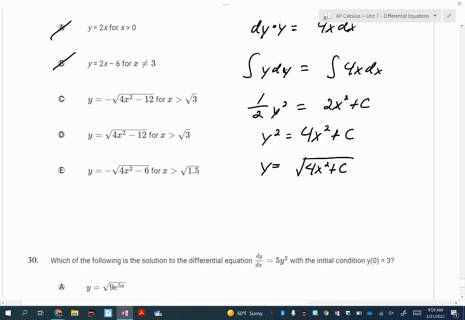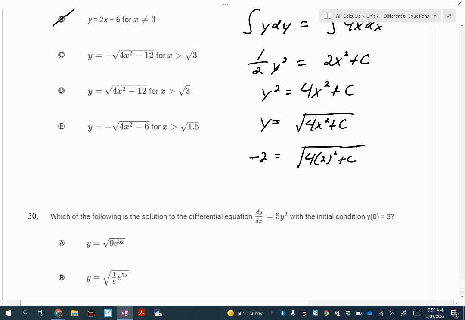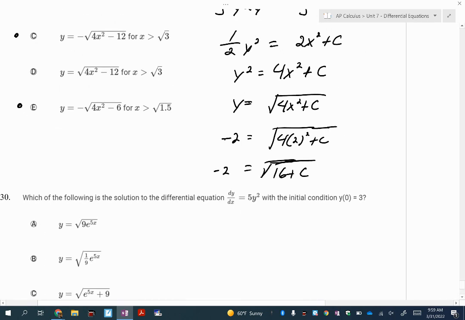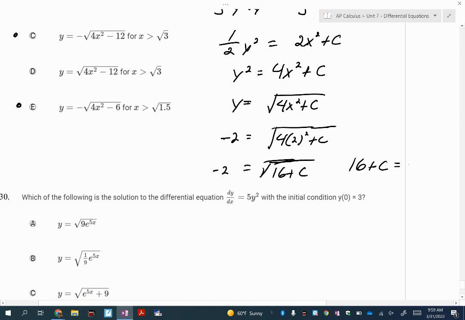Okay, I'm going to plug in my initial condition. So when x is 2, y is negative 2, the square root of 4 times 2 squared plus c here. That's going to be 16. So the square root of 16 plus c is going to give me negative 2. In order for this to be true, ultimately I need to take the square root of 4 to get a positive 2. We'll get the negative sign in front in a second. You'll notice answer choice C has that negative sign in front. But in order to go from 16 down to 4, I need to subtract 12. So 16 plus c equal to 4, c is equal to negative 12.